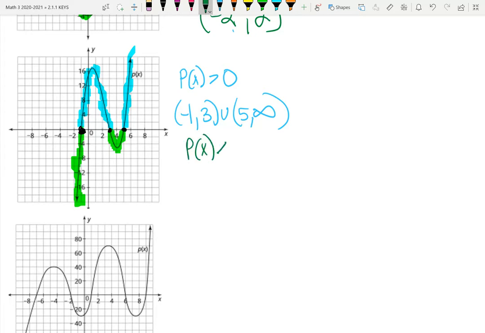Likewise, when p of x is less than 0, it starts the graph off at -infinity, meaning that it's going to keep on going until I hit -1. Notice how those zeros are these critical points. Then it's going to be negative again between 3 and 5.